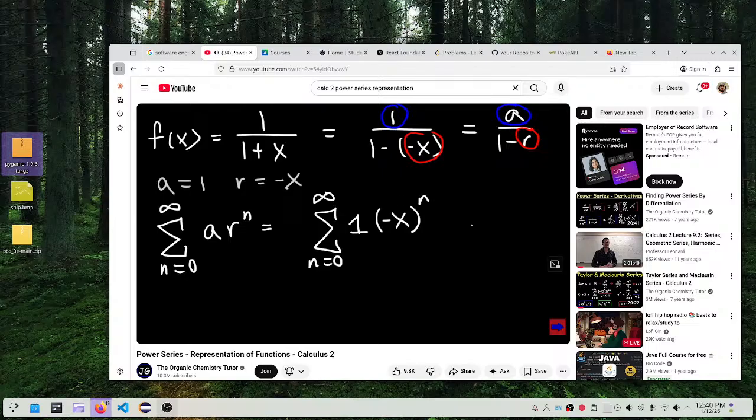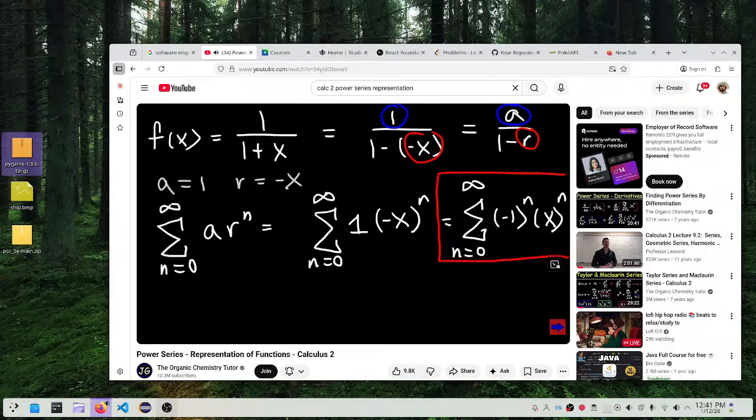Now, negative x is negative 1 times x. So this is going to be negative 1 to the n times positive x to the n. And so this is our power series for this particular example. This is the answer.